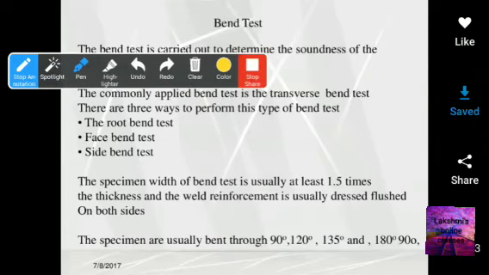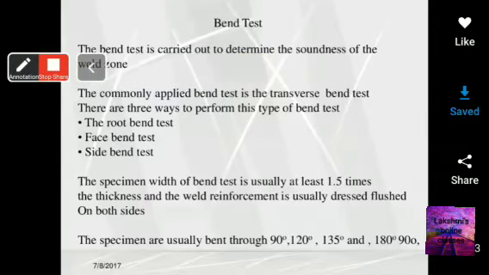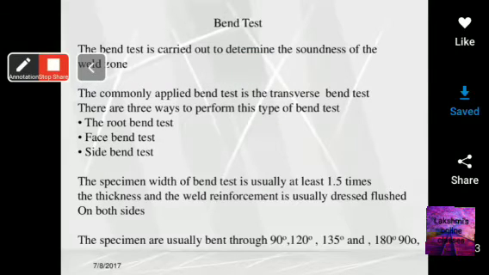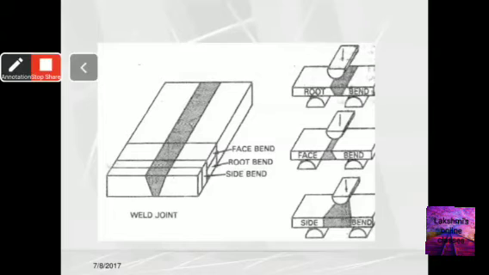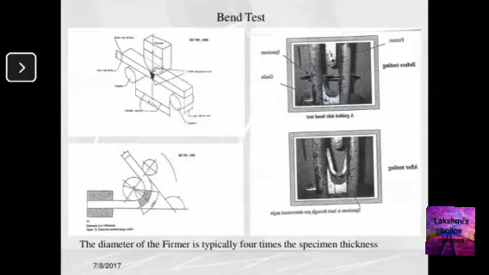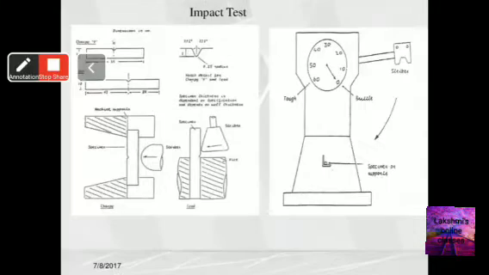The specimen width for the bend test is usually at least 1.5 times the thickness, and the weld reinforcement is usually dressed flush on both sides. The specimen is usually bent up to 90, 120, 130 or 180 degrees. I will share the diagram. These are the different types of bend test. This is also one of the bend test diagrams, the cross-sectional view. So this is the impact test.